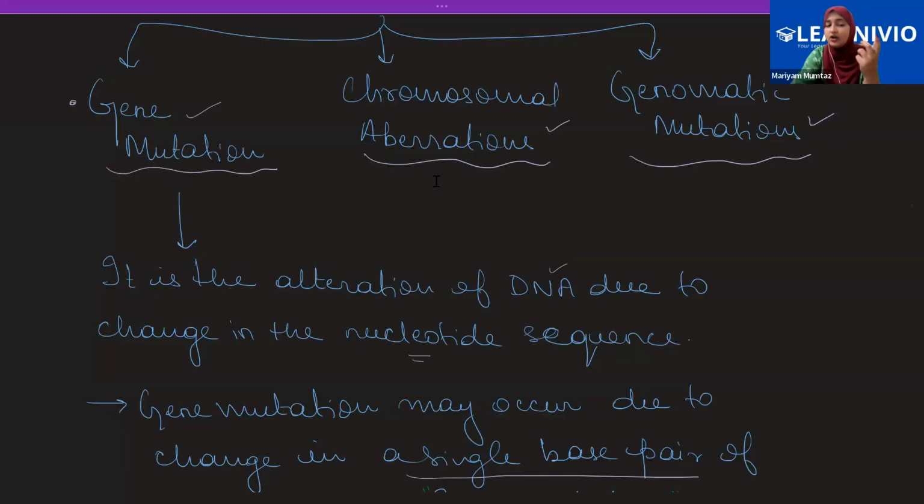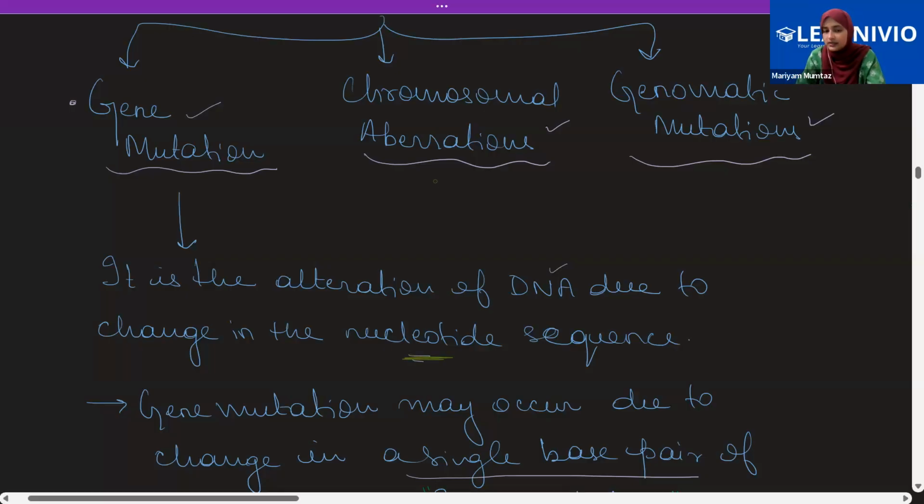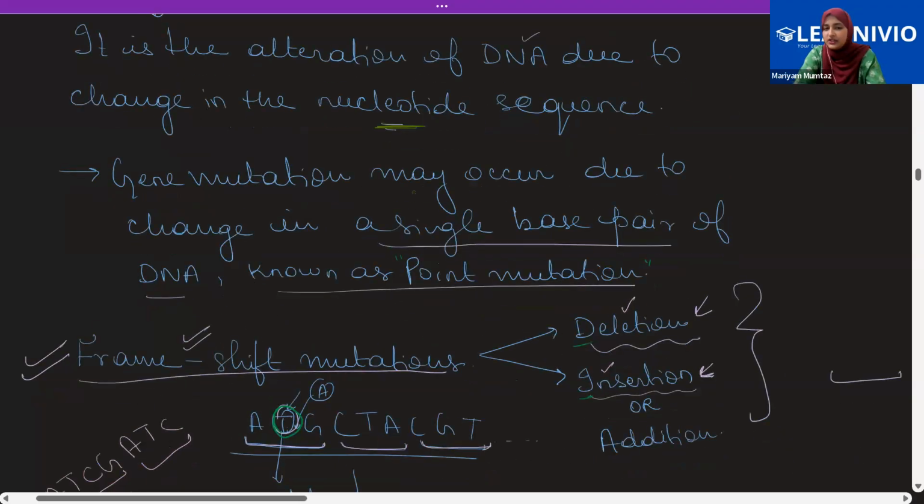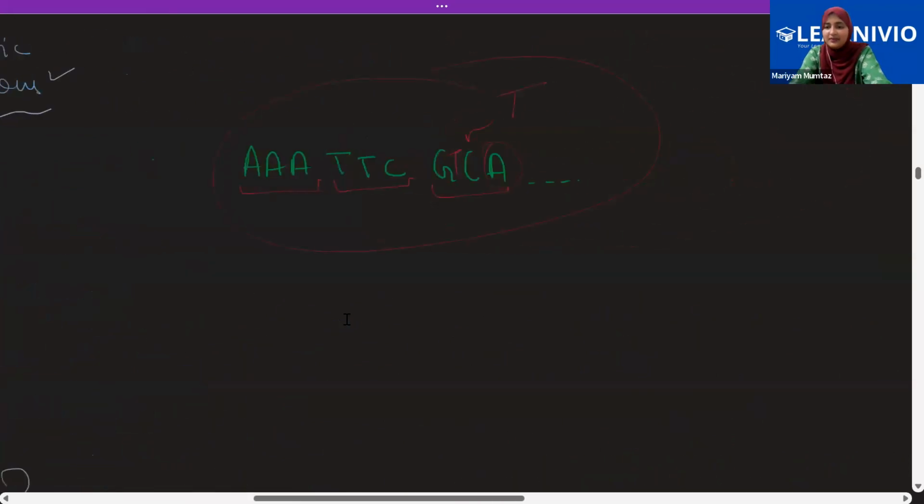Okay. So when I talk about gene mutation, gene is the functional unit of DNA. So when any kind of change in that gene happens, maybe something is being added to it, something is being subtracted from it, we'll call it a gene mutation. So it is the alteration of DNA due to the change in the nucleotide sequence. Gene mutation may occur due to a change in a single base pair of DNA, if only one base pair. Do you people remember adenine, thymine, guanine, cytosine?